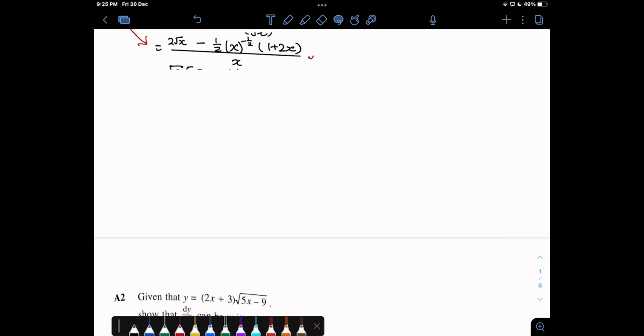Clean, factor out the square root x or x power half carefully. And what was the thing I told you about factorizing out? Do you factor out the bigger power or the smaller? Yes, negative half, right? Oh shoot, this is positive half. That's negative half. So who is smaller? Negative half, factor out negative half. The x to the power of half becomes x to the power of 1.